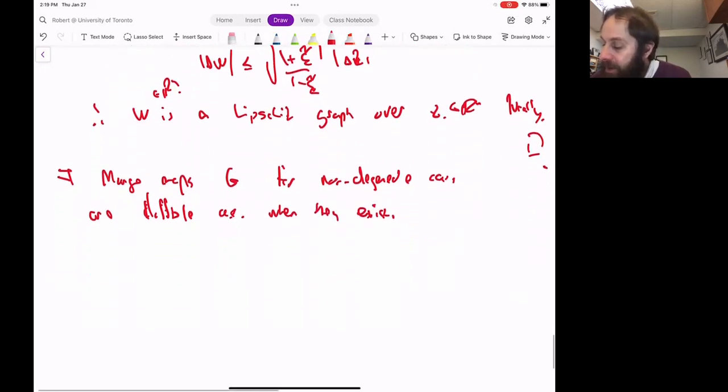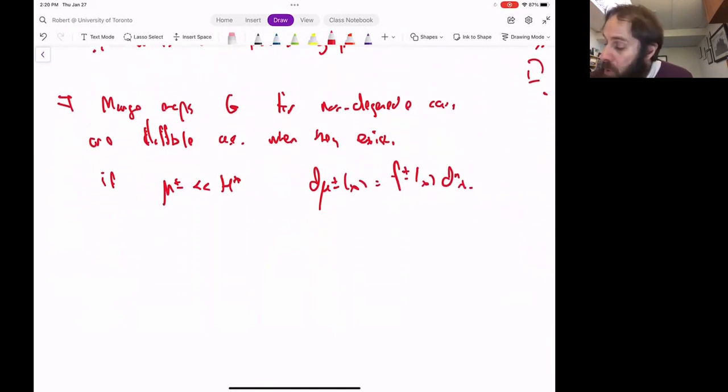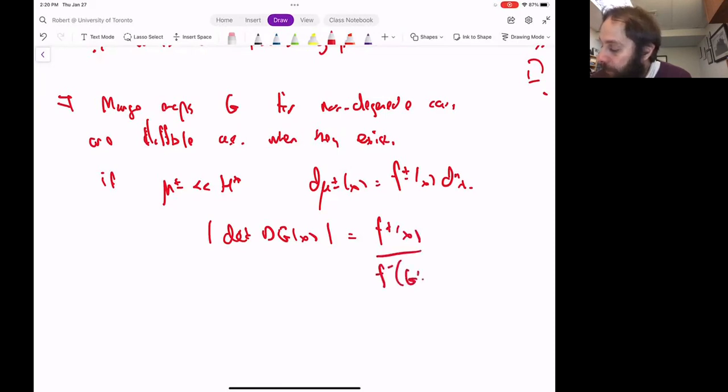And you can also parlay this into a proof that if you assume mu plus and mu minus are absolutely continuous with respect to Hausdorff n-dimensional measure and given by densities f plus and f minus of x, it's plausible, I hope, that the Jacobian of this map, which we now say probably exists almost everywhere, should be given by the ratio of f plus of x and f minus of G of x. Usually we bring this term up to the other side.